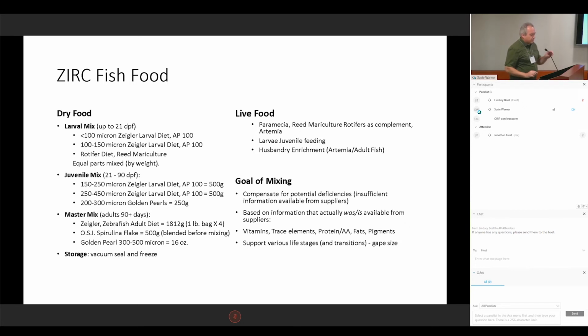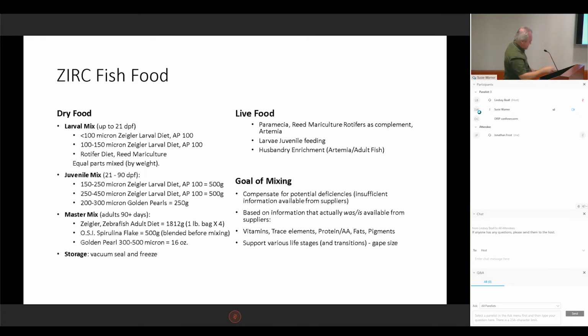And as Diana already pointed out, what we have is a mix of foods. The idea behind this is that for each life stage, we recognize the gape of the larvae, the juveniles, and the adults changes. And so there's a limit of what they actually can ingest without too much effort. So from the get-go, we have a larval mix.